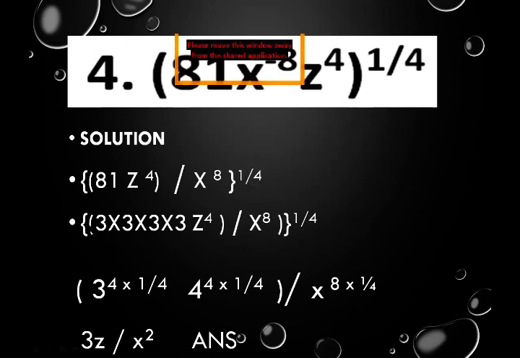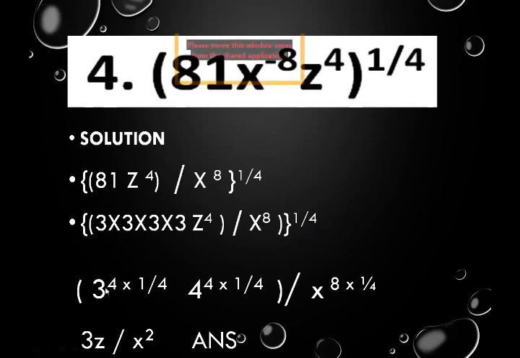Now come to the solution. In the question you can see x to the power minus 8, and we have already discussed that whenever we have a negative exponent, the actual position of that expression is inverse. If it is in the numerator, it will move towards the denominator, so the exponent becomes positive. So we get 81 z to the power 4 in the numerator upon x to the power 8 in the denominator, and the whole exponent is 1 over 4, which is given in the question. Now we have to simplify that expression by using factorization and laws of exponents.